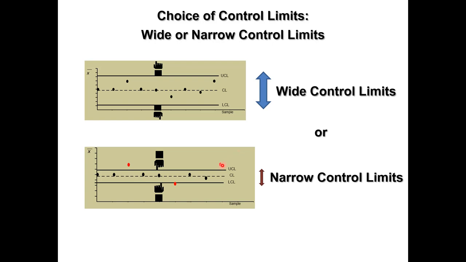So again, the choice of control limit will depend on alpha, and this value of alpha will determine whether your control limit is a wide control limit or a narrow control limit. So that is actually the trade-off between a wide or narrow control limit.